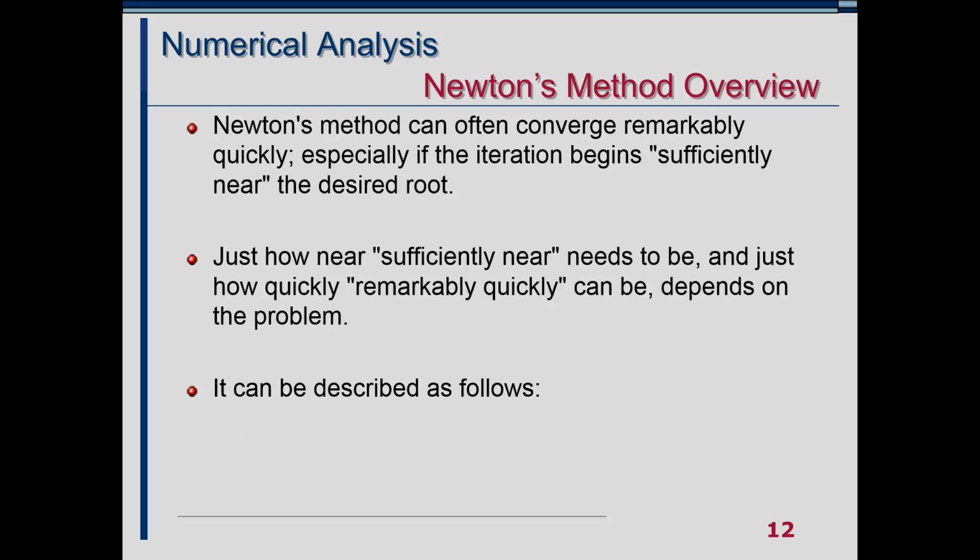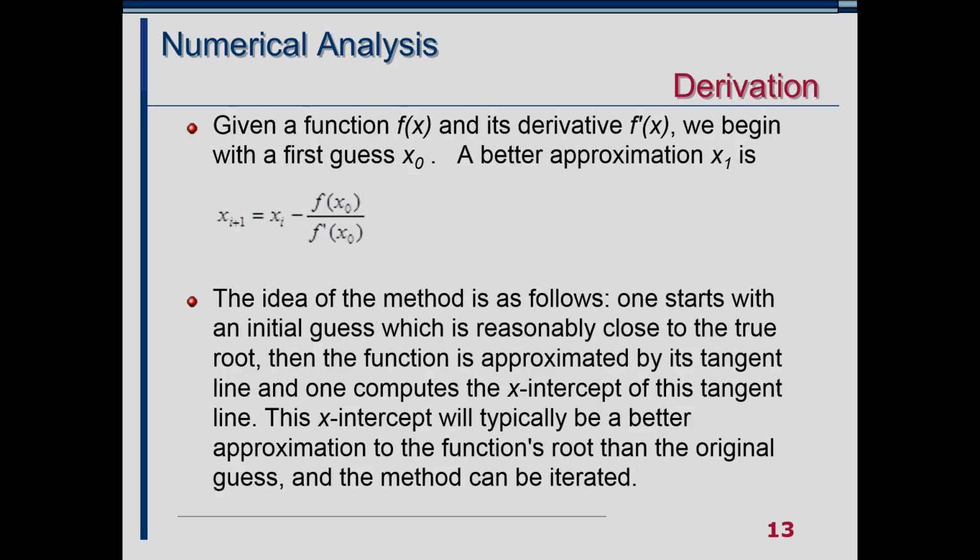Newton's method can often converge remarkably quickly, especially if the iteration begins sufficiently near the desired root. Just how near sufficiently near needs to be, and just how quickly, remarkably quickly can be, depends on the problem. So it can be described as this. Okay, now, don't get excited about this. I know this looks a little complicated, but it's actually very simple.